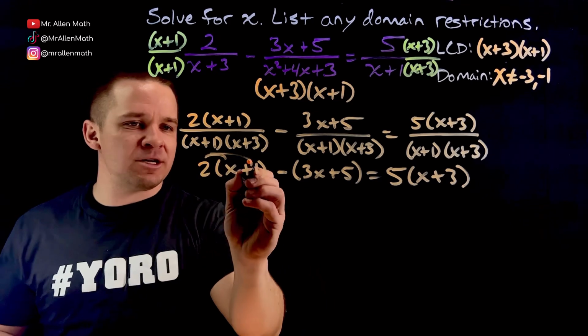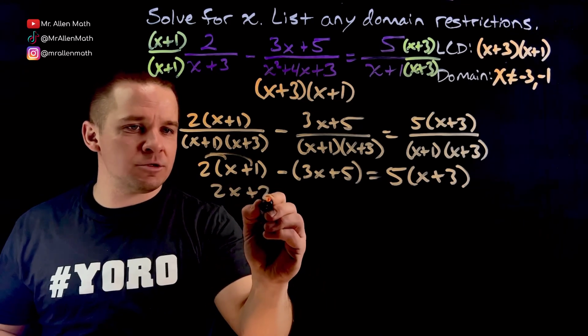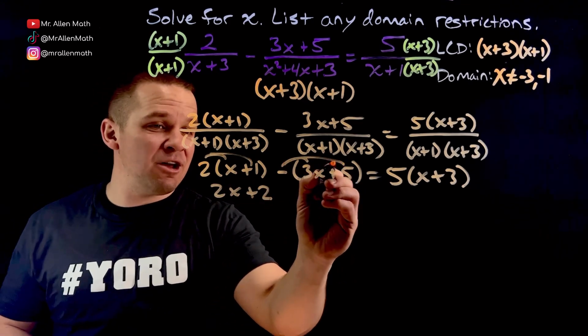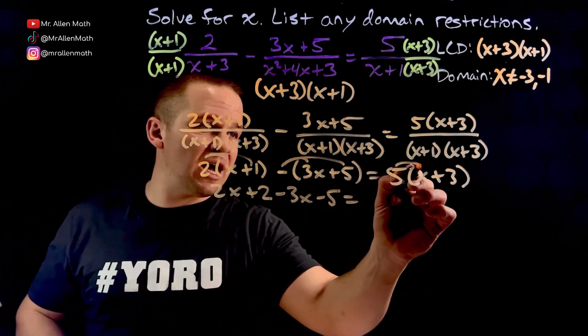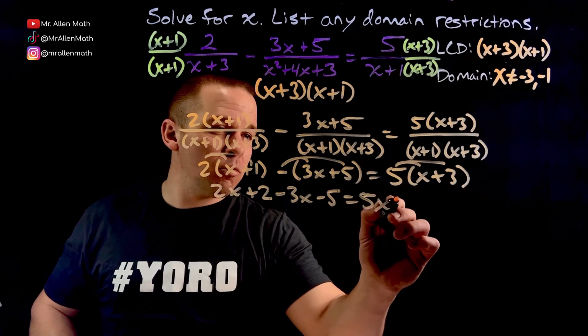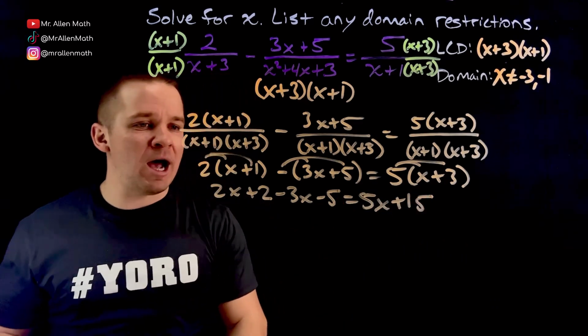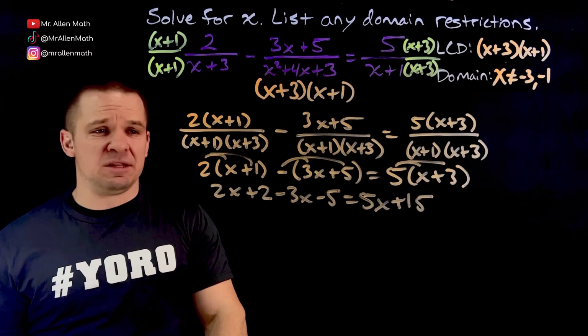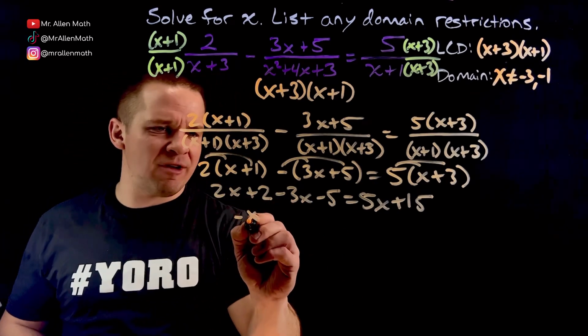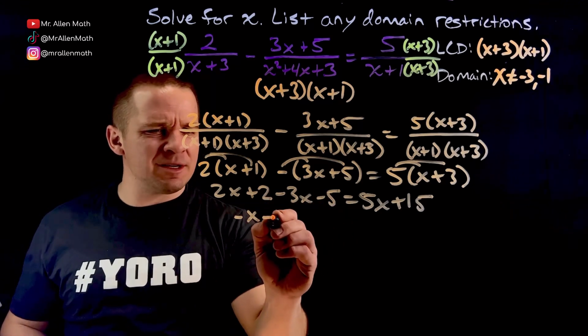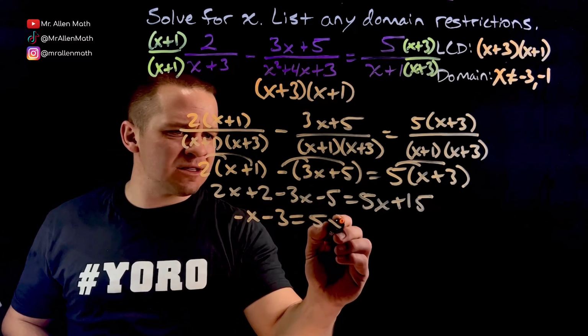Let's distribute that 2. We get 2x plus 2. Here I'm going to distribute that negative. It's going to be minus 3x minus 5 equals 5x plus 15. We've got all sorts of x's, so let's combine some like terms. 2x and negative 3x is negative x. 2 and negative 5 is negative 3. This side is all good.